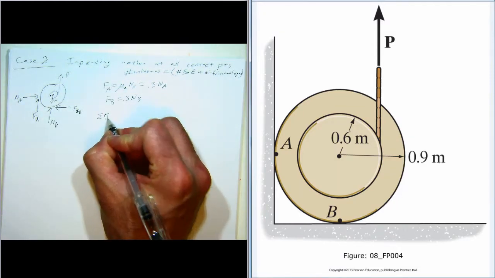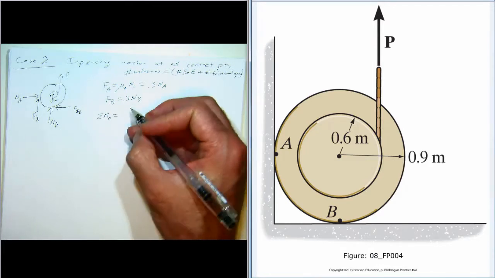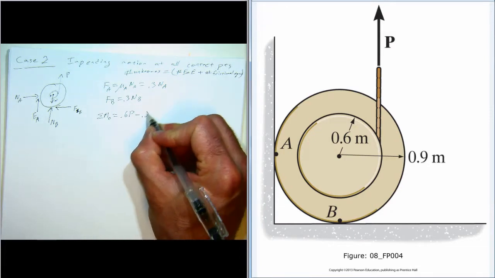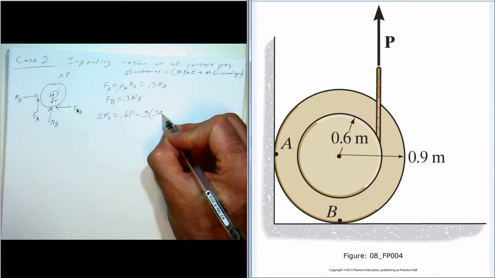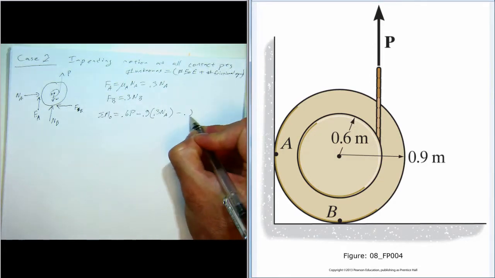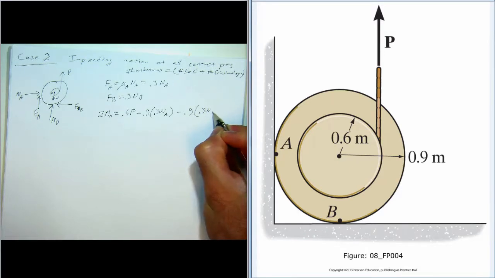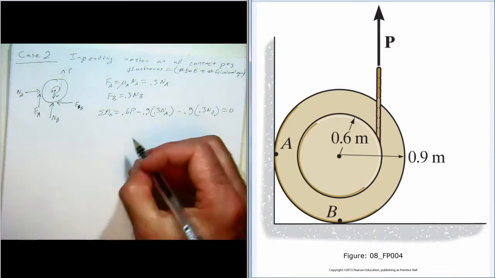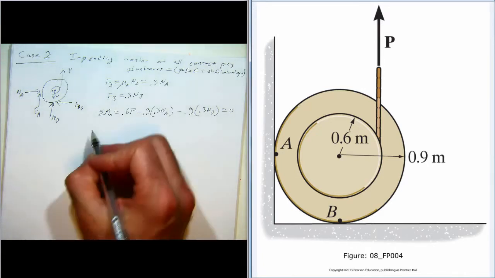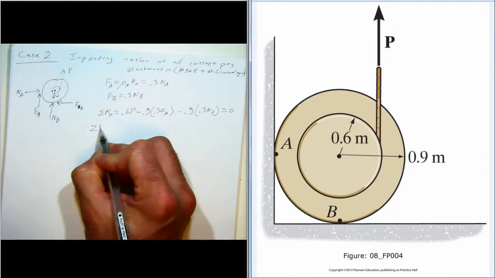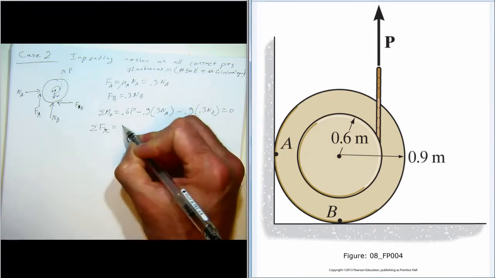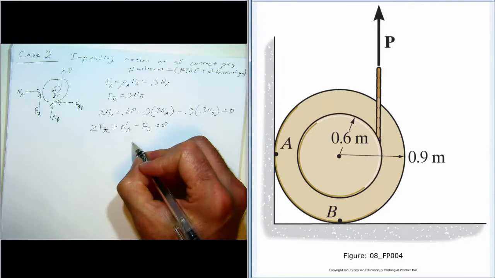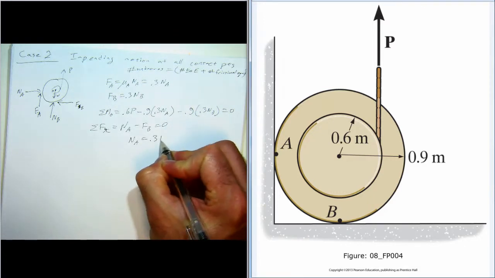The sum of the moments about point O is 0.6 P minus 0.9 times 0.3 NA minus 0.9 times 0.3 NB. That all adds up to 0. And force balance in the x direction. So NA minus FB is equal to 0. So NA is equal to 0.3 NB.